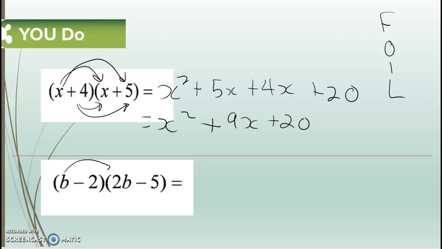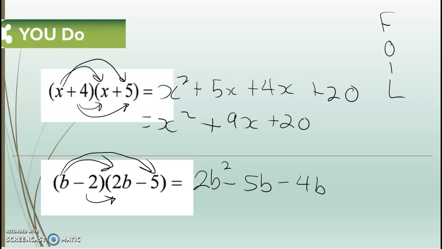Second one, first 2b times b is 2b squared. Outsides, b times minus 5, minus 5b. Insides, minus 2 times 2b, minus 4b. And then last, minus 5 times minus 2 is positive 10. So collecting like terms, 2b squared, you've got 2 minus 9b plus 10.